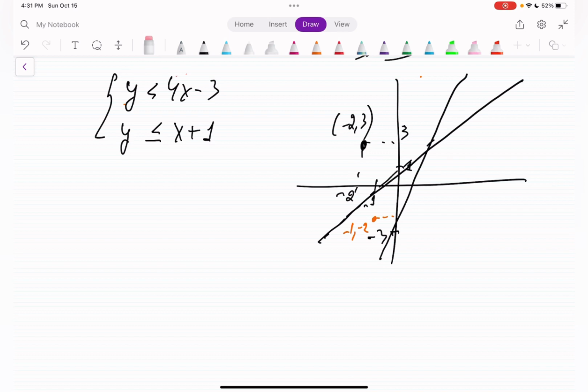Checking this area, taking a point here. So let's assume this is going to be positive 3, and here it's going to be -2. So positive 3 and -2. 4 times 3 is 12. 12 minus 3 is 9, so -2 is less than 9. Okay, it's satisfying. Very good, satisfying.